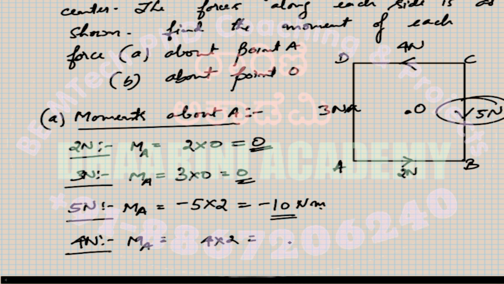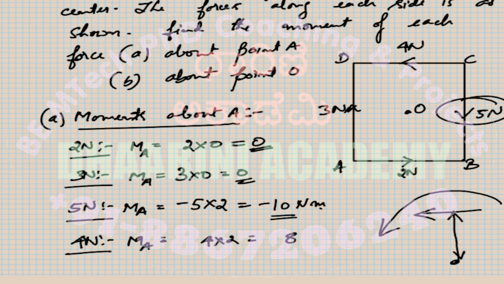So 4 into 2 is equal to 8, that is fine, but I need to specify the angle as well. So how do you apply the angle? You see the force is actually acting like this, that is CD. And from A, if you measure the perpendicular distance like this, this is going to rotate in which direction? It is the anti-clockwise direction, right? So anti-clockwise direction means it is positive. So you don't have to put a sign over there. Anyway, that is equal to how much? 8 Newton meter.